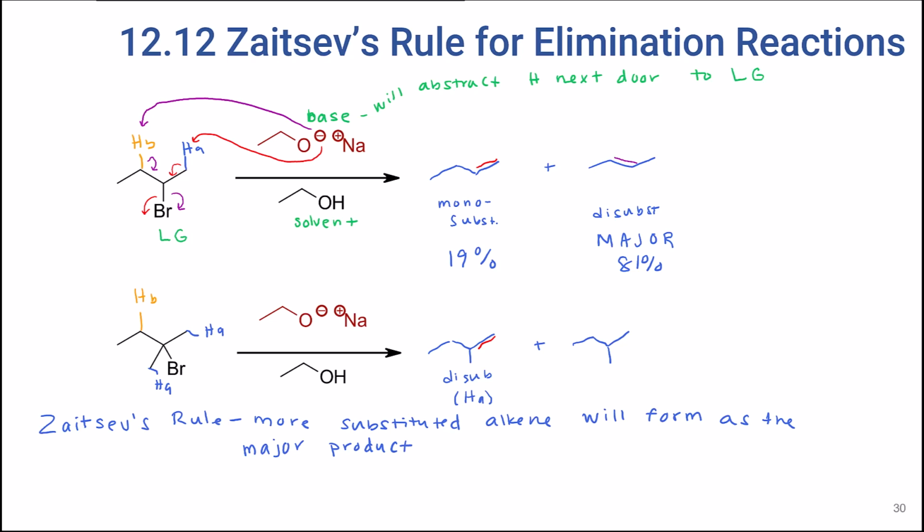There's my carbon skeleton. And taking HB is going to give me the double bond right there. This is now tri-substituted. It's HB. This is my major. This is 70%. This is 30%.